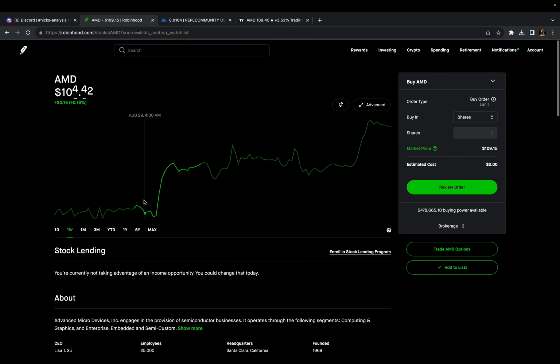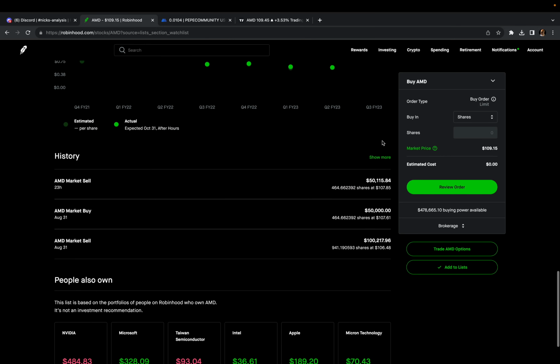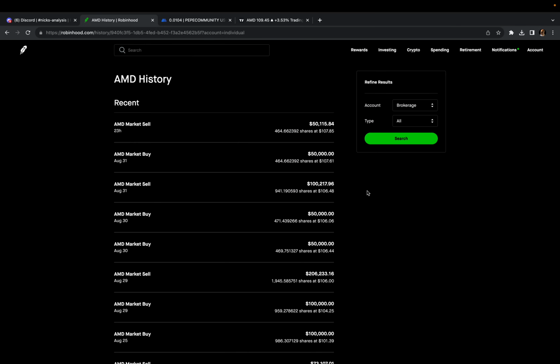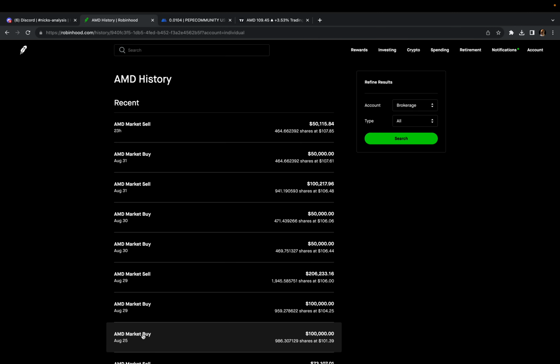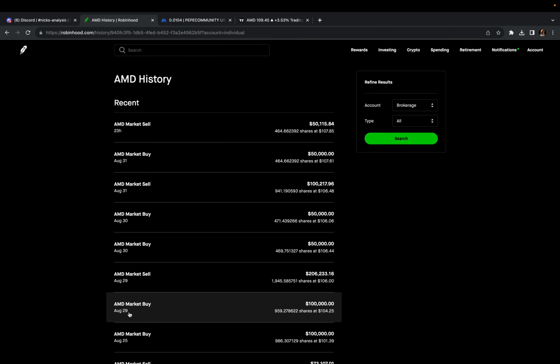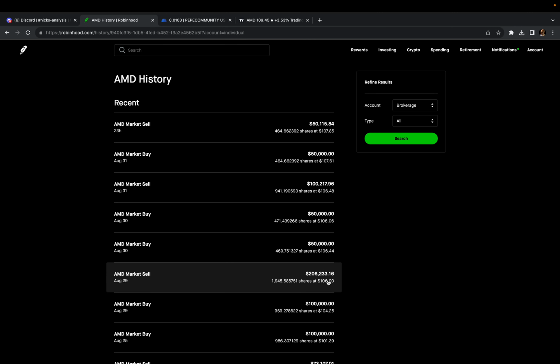position, I believe. Let's go actually check on my trading P&L history. I took 3 trades on AMD last week. And here they were. So AMD market buy on the 25th and the 29th. So I had $100,000 there and $100 here is my average prices. I sold the whole position at $206,000. So I made $6,000 just on that alone.